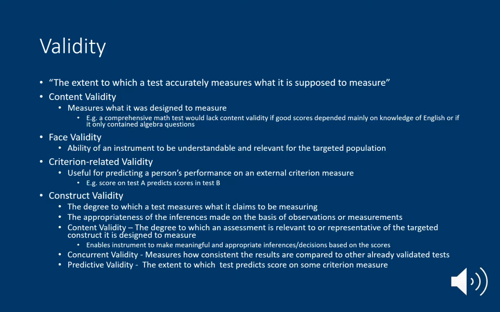Criterion-related validity is it useful for predicting someone's performance on an external criterion measure? So does a score on test A predict a score on test B? And then finally, we have construct validity. And this is the degree to which a test measures what it's claimed to be measuring, and the ability to make appropriate inferences based off of the observations or the measurements. Within this category, there are three further subtypes: content validity, concurrent validity, and predictive validity.